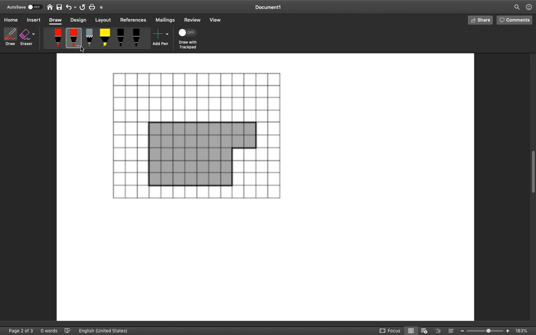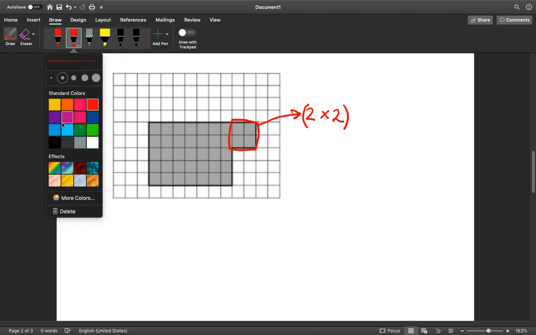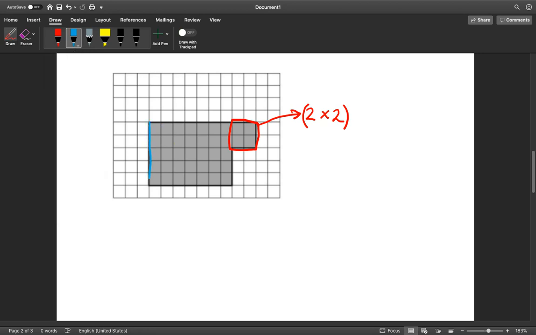I'm going to mark one rectangle. Remember, a square is a type of rectangle because it has 4 right angles. So there's one rectangle. And I'm going to come over here and I'm going to write the multiplication problem that goes with this rectangle. 2 times 2. I'll put this in parentheses.